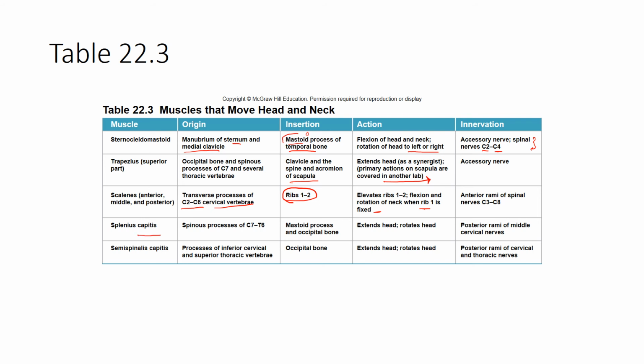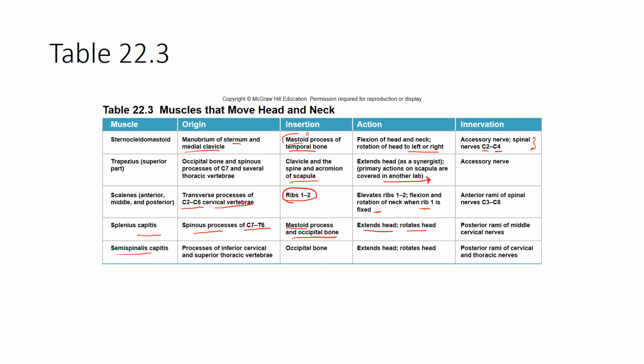Okay, splenius capitis, spinous process from C7 to T6. And the insertion will be the mastoid process and occipital bone, and it actually extends the head and rotates the head. From origin and insertion, and sometimes from the name of the muscle, you can expect the muscle action. So muscle action is very important.